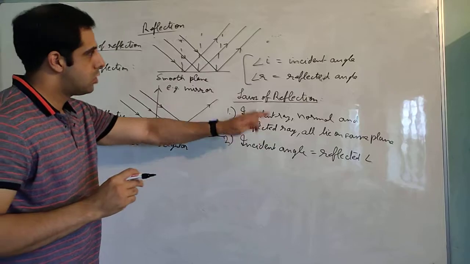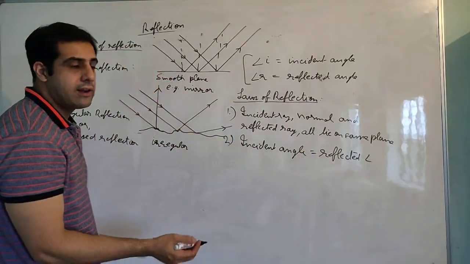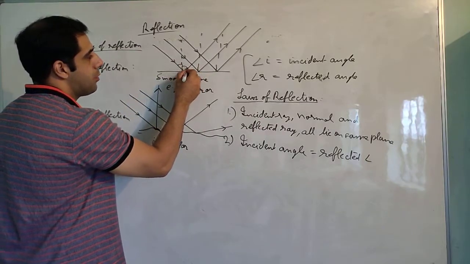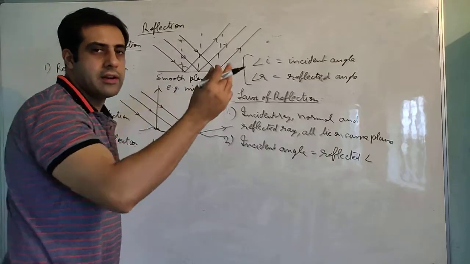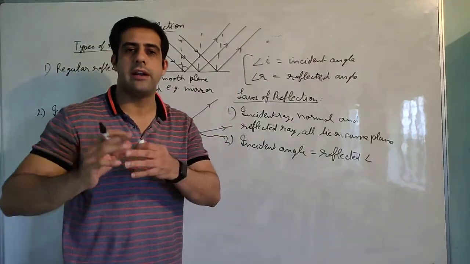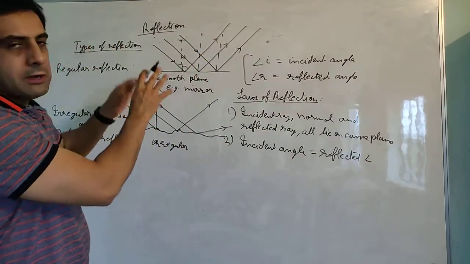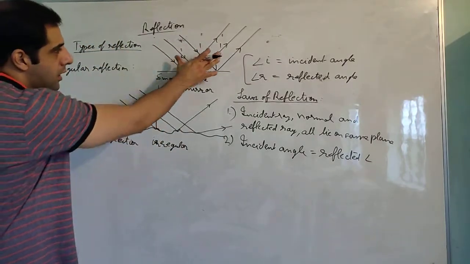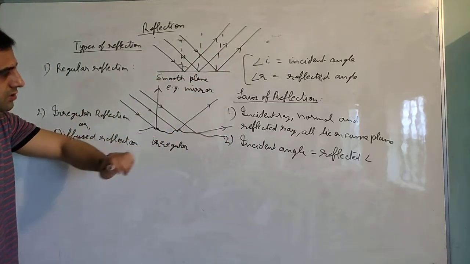So the first law is followed here. Incident angle is equal to reflected angle. Now this angle will be equal to this angle because all of them are regular. Incident rays are parallel, reflected rays are also parallel. So naturally incident angle and reflected angle will be equal. So here, just by seeing the diagram, we can be sure that laws of reflection are being followed here. But what about this case?